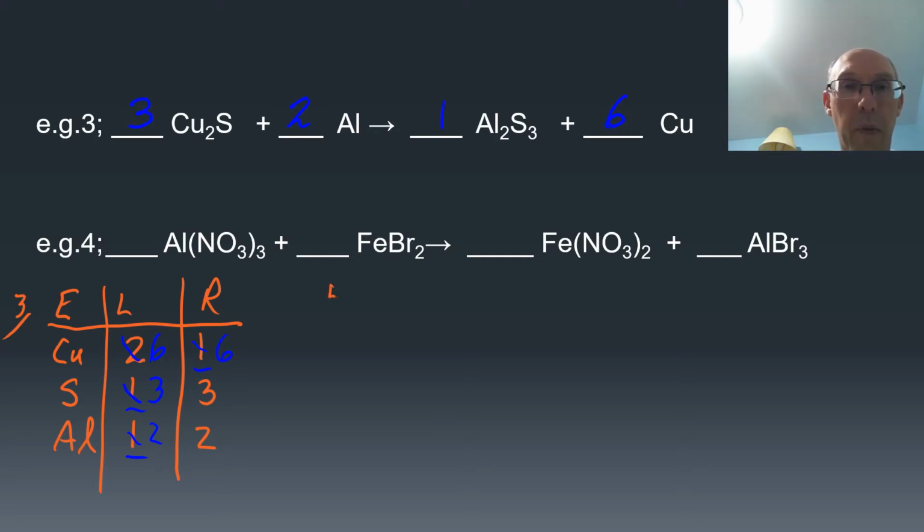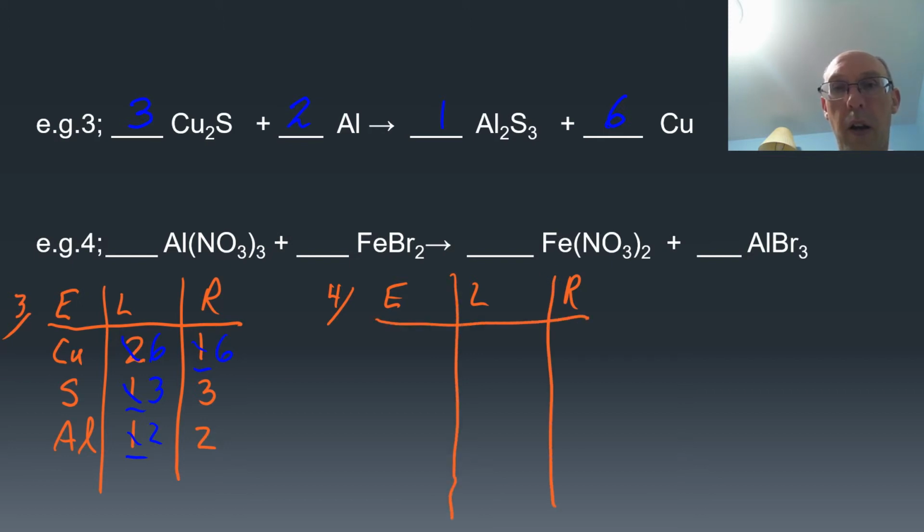Last example, number 4. We've got an ELR. Notice how a little bit of space for the L and R helps out because you might have to go back and redo a few things. So this time around we've got a double displacement, we've got aluminum, we've got nitrogen, we've got oxygen, we've got iron, and we've got bromine. This is going to get a little messy.